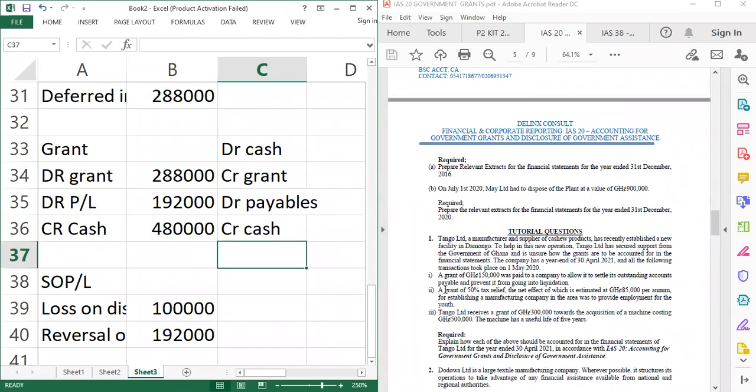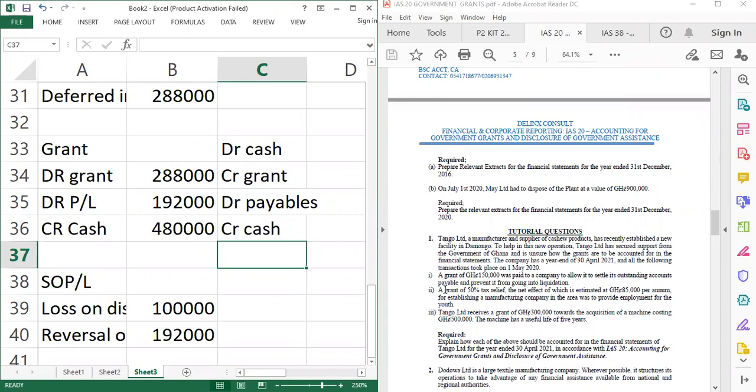Let's come to the second one. Now I just disclose it because you are not getting any actual cash. You can see that they are not giving you any money, isn't it? Although they have estimated 85,000 per annum, is the government giving you the 85,000 cash? No, it is a form of assistance. So you disclose it. Tango receives a grant of 300,000 towards the acquisition of a machine costing 500,000.